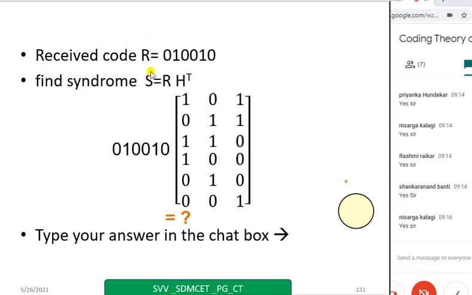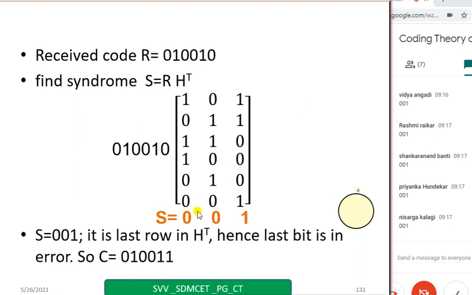For the same example, the received word is 010010. Find the syndrome and type your answer in the chat box. I'll wait. Okay, most of them have typed the answers. Even I got 001 as the answer. It is the last row in H transpose. Hence, the last bit is in error. Therefore, the code word should be this: I have to make a change. Instead of 0, I have to consider it as 1. Therefore, the code word is 010011.